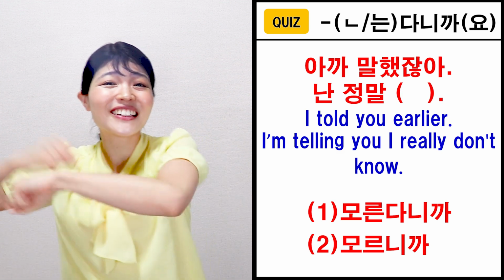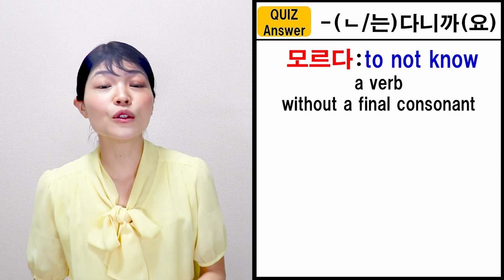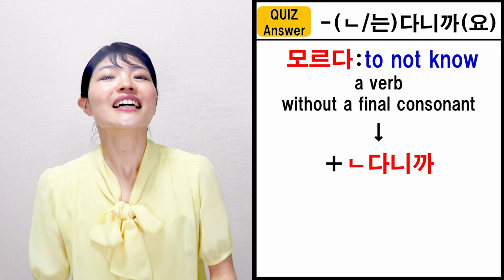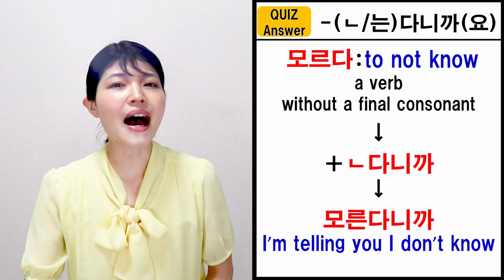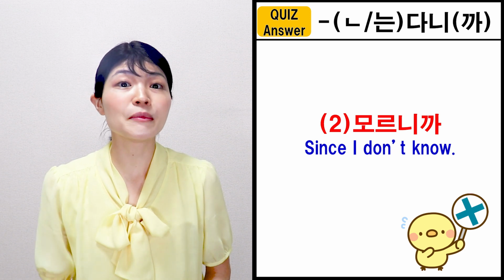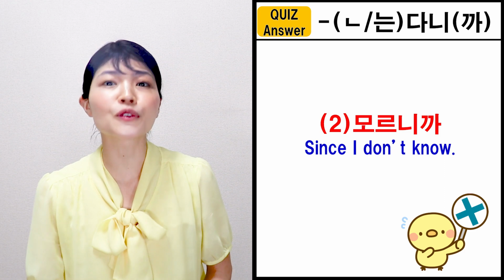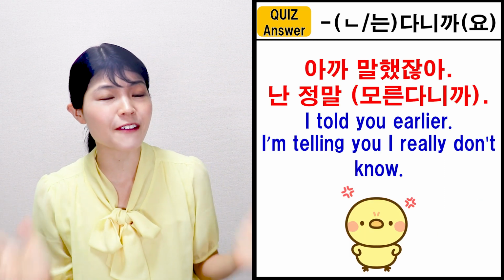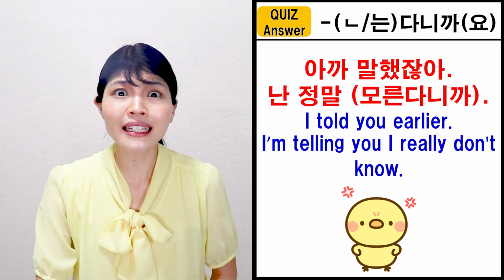The correct answer is number 1. 모르다, to not know, is a verb without a final consonant. So you add ㄴ다니까 to make 모른다니까. I'm telling you I don't know. Number 2 is wrong because 모르니까 means since I don't know. You cannot show your frustration through this grammar. Now let's read it with the annoyed feeling. 아까 말했잖아. 난 정말 모른다니까.